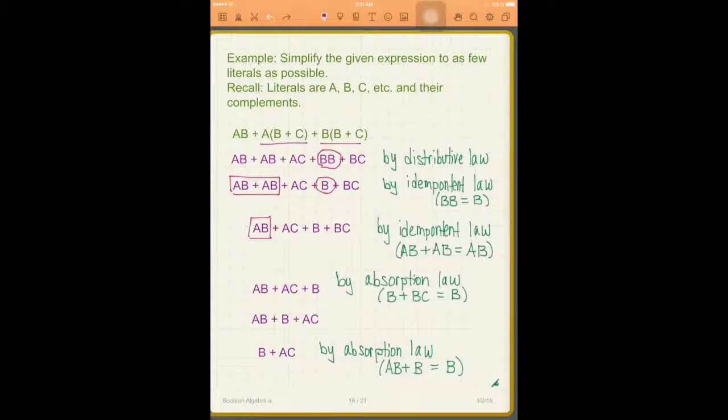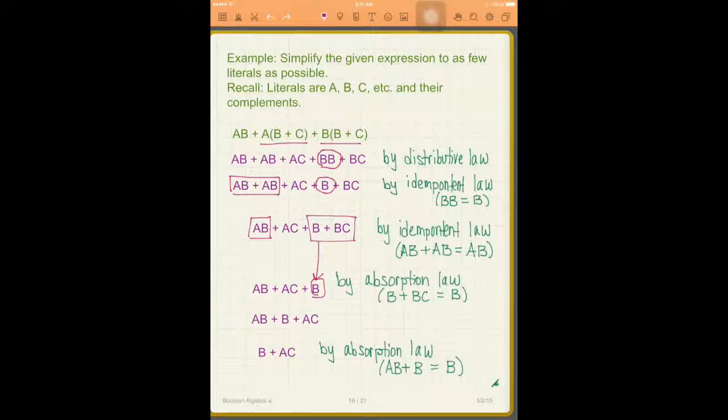So I have B plus B C, and that can just be written as B. In the next step, all I did was the commutative property. I just used the fact that I can move those in addition, the commutative property of addition right there. And then the last thing I did was use the absorption law.